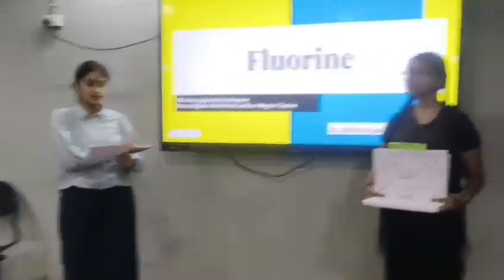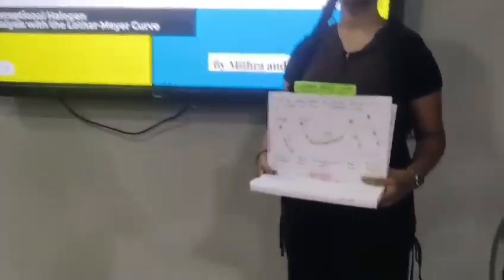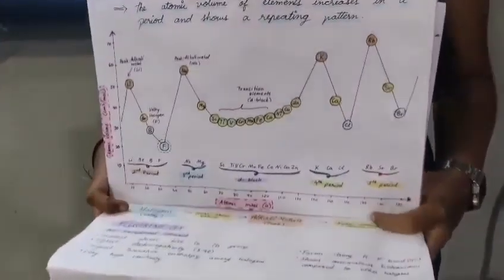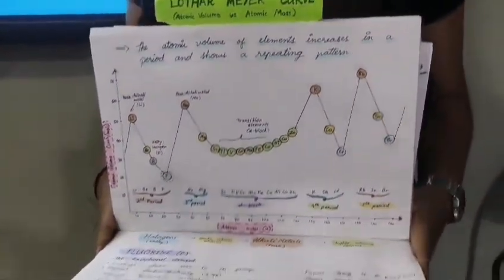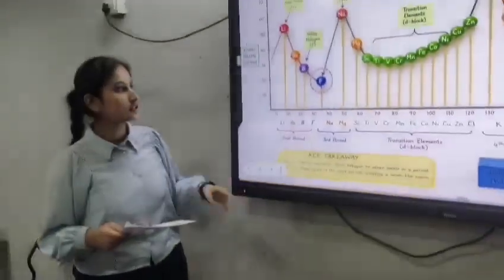I am Mithra, this is my partner Kruthi. Today our project is about fluorine, which is the exceptional halogen, and we have analyzed this based on the Lothar Meyer curves, which is this one.